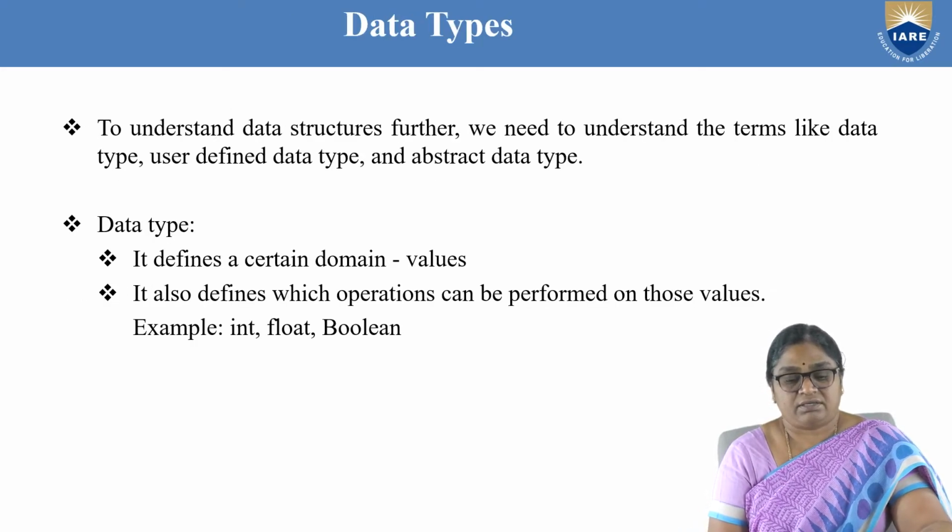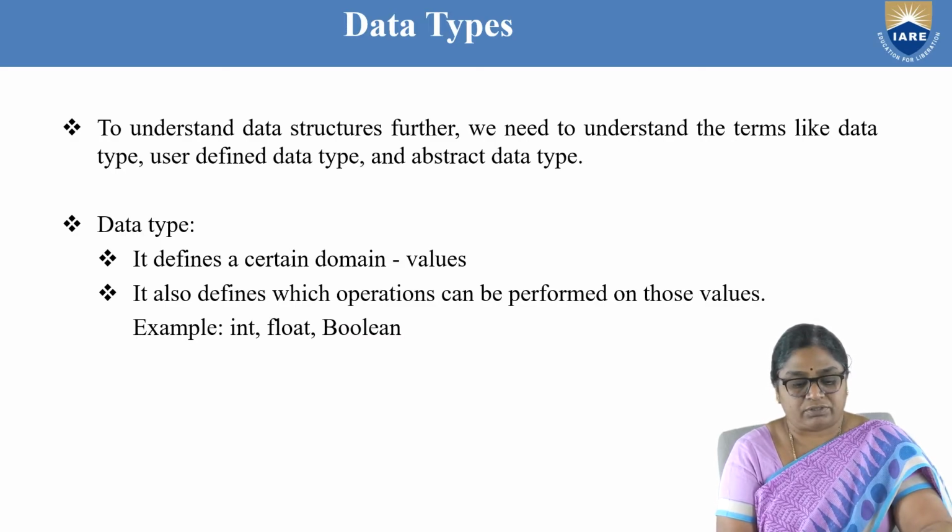The next thing is data types. To understand data structures further, we need to understand some more terminologies like data types, user defined data types, and abstract data types. First of all, data type. So, what is data type? Data types tells about two things. One is the domain values, and the second one is operations. So, first thing is it defines a certain domain, that is nothing but values. Second one is it defines operations, which operations can be performed on those values.